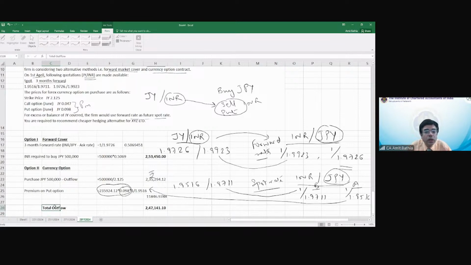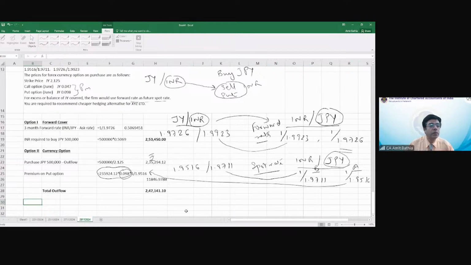Total outflow. Which one is a better option? Currency option, the second one. So option 2 is better as it saves money for the company, XYZ Limited. If you want to find how much it will save, then we can always do that as well. That is 253 minus 247, 6308.90. Is that okay with everyone? Got it?